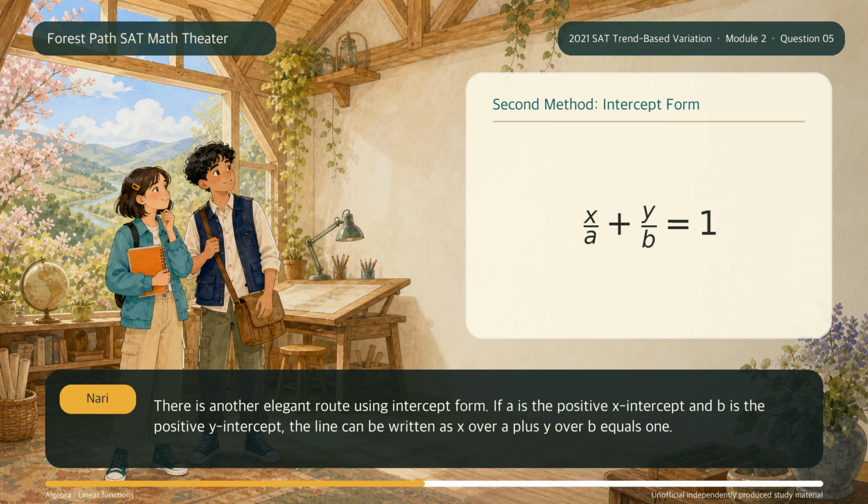There is another elegant route using intercept form. If a is the positive x-intercept and b is the positive y-intercept, the line can be written as x over a plus y over b equals 1.